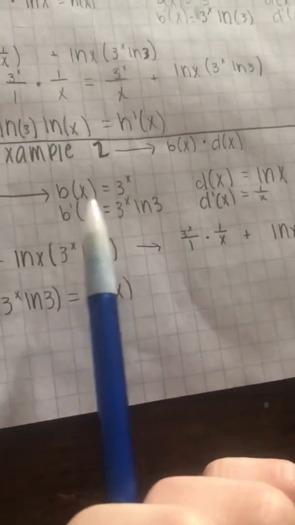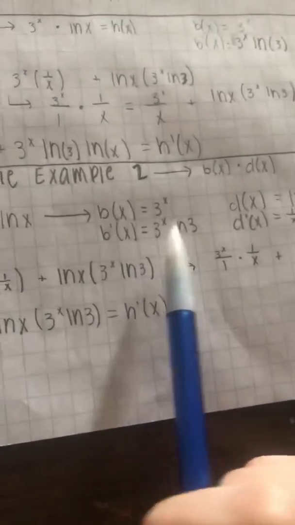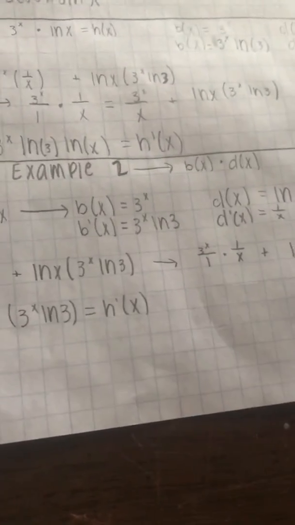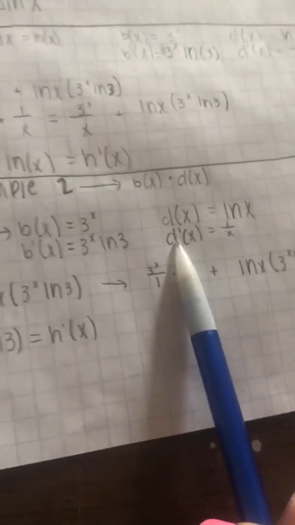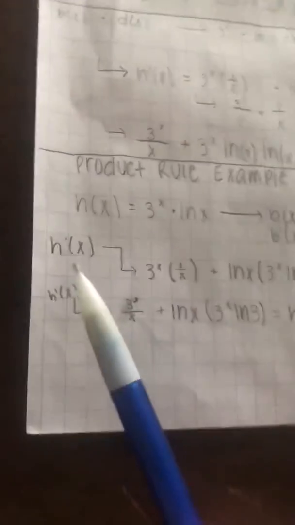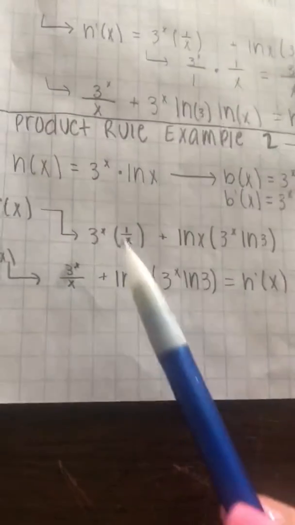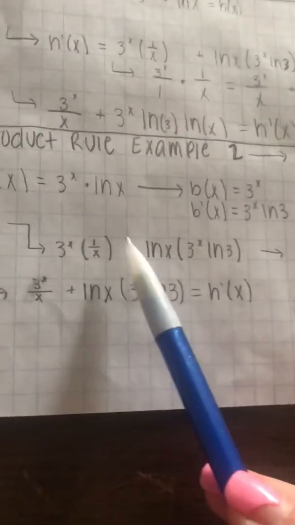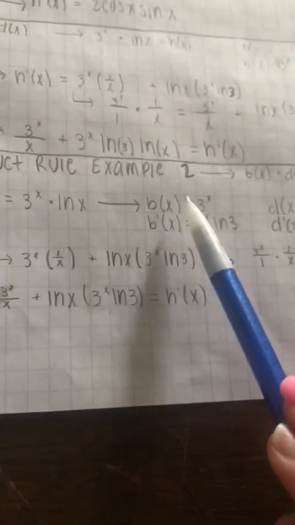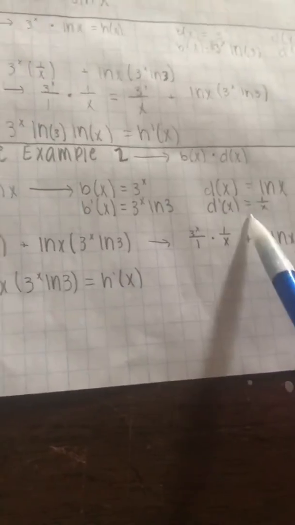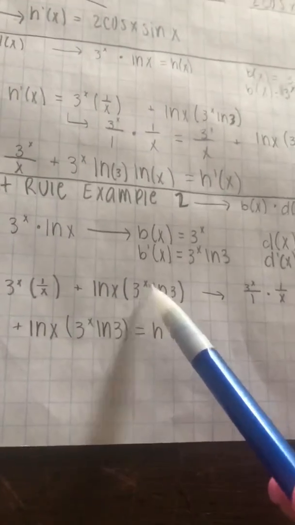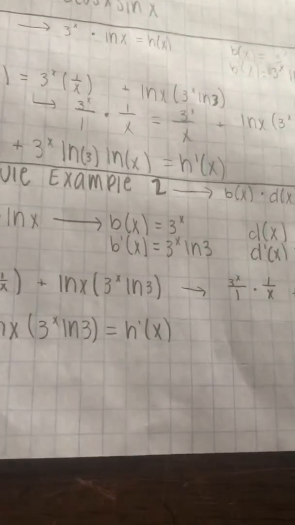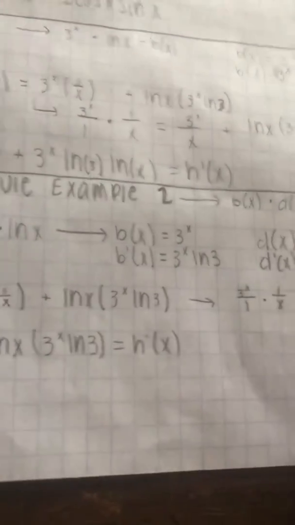It doesn't matter which ones I add first. It just matters that I multiply a non-derivative by a derivative and then add from there. So what I did was h prime of x is equal to 3 to the power of x times 1 over x, which is b of x times d prime of x, plus the natural log of x times 3 to the power of x times the natural log of 3. So that's b prime of x times d of x.